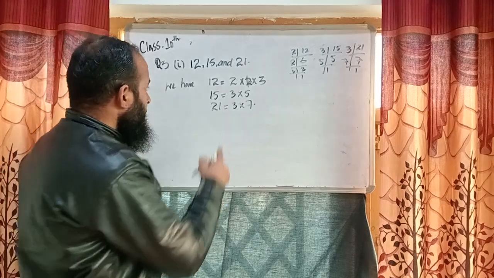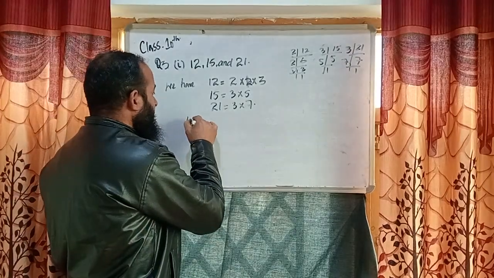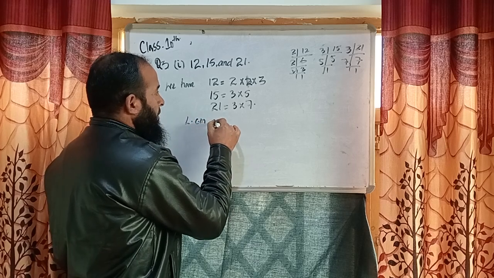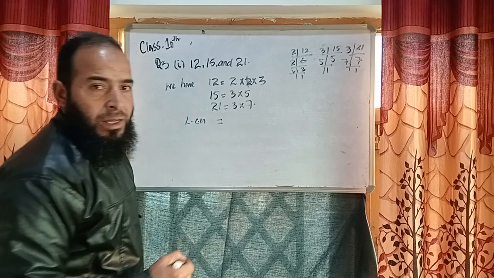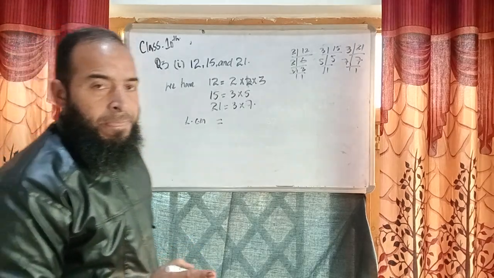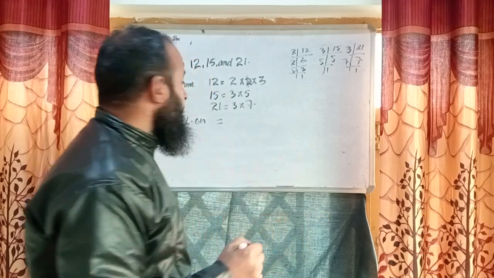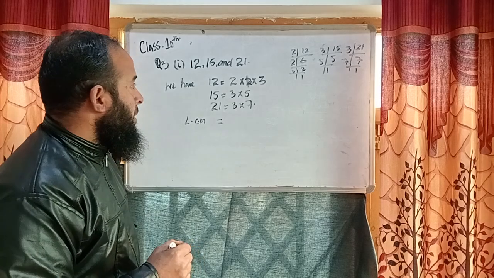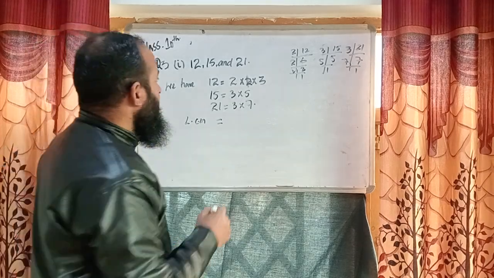Now, what will be the LCM? LCM will be equal to the product of the highest powers of prime factors. Product of the highest powers of prime factors.